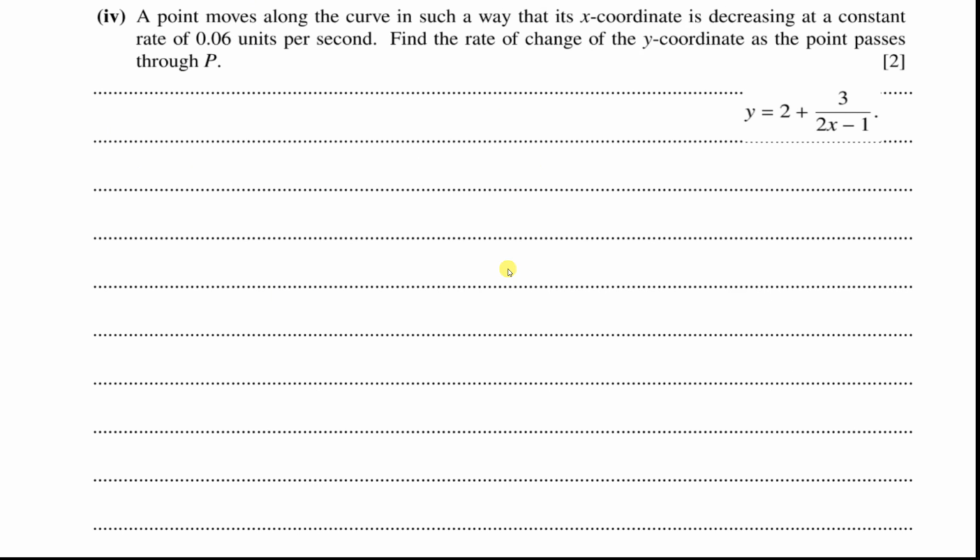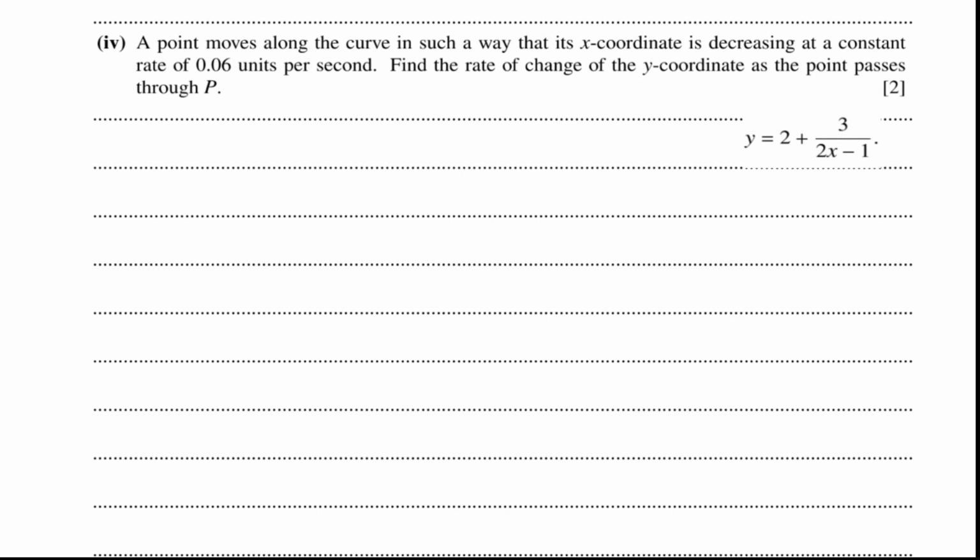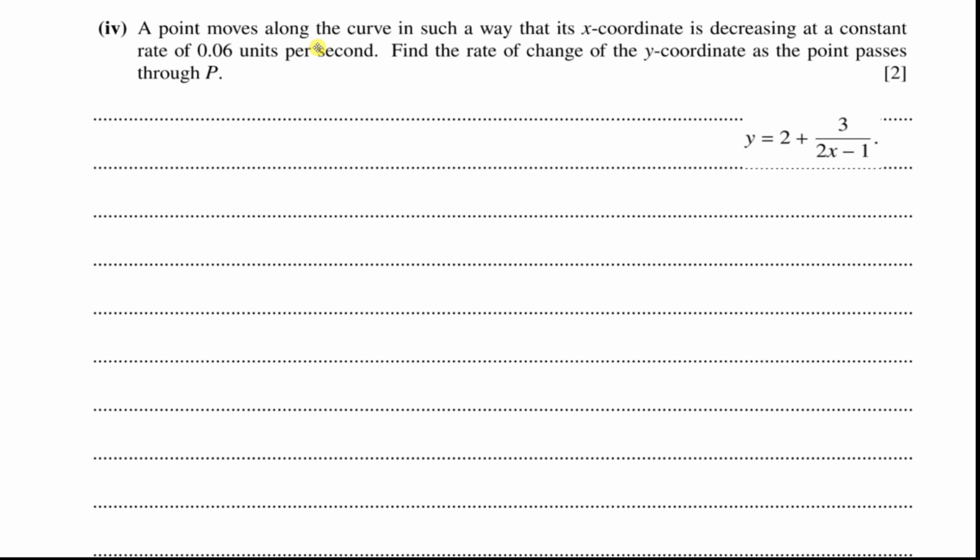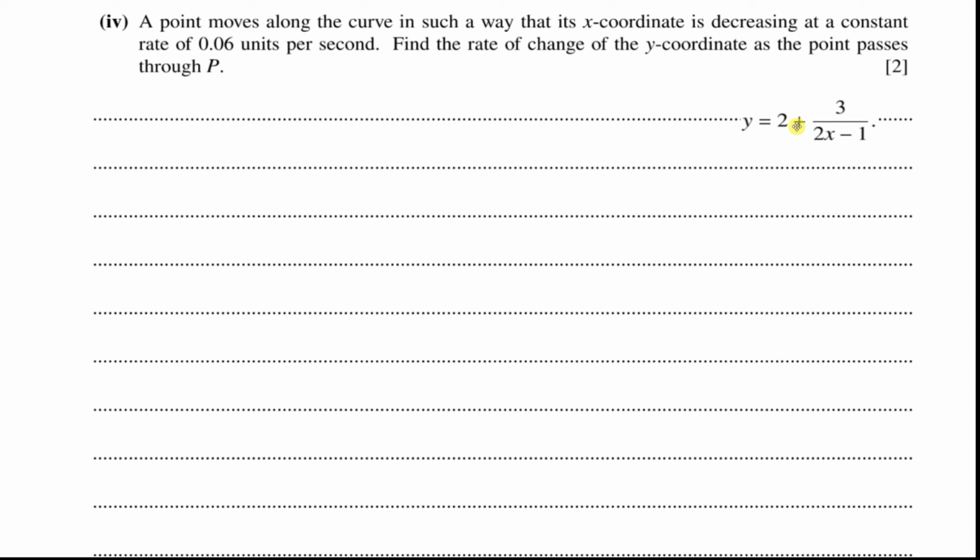Okay, now for part 4, it says a point moves along the curve in such a way that its x-coordinate is decreasing at a constant rate, 0.06 units per second. Find the rate of change of the y-coordinate as the point passes through P. So, okay, we have the point P, which is (2, 3). We have the gradient dy/dx, which was -6 over (2x - 1) squared. Now, what they've told us is this is one of these rate of change type of questions.